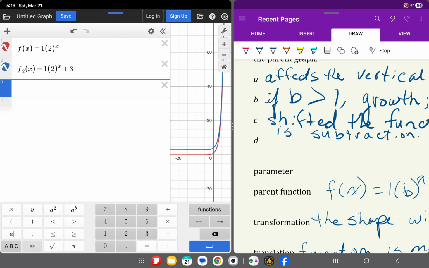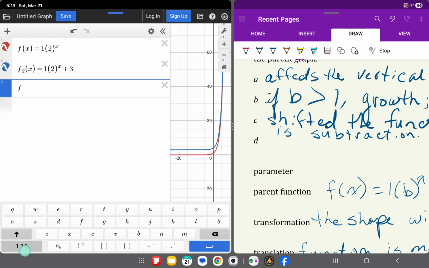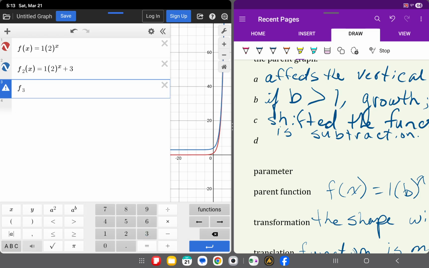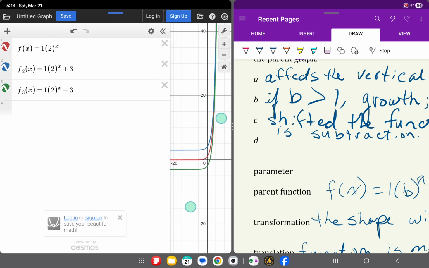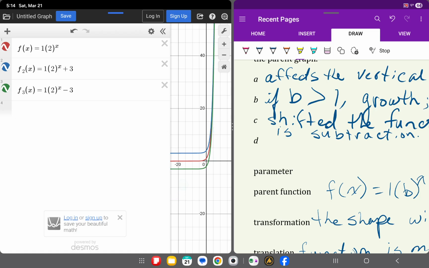What happens if I do F3 of x equals 1 parentheses 2, close parentheses, raised to the x power, and I'm going to subtract 3. It looks weird. Close that down.